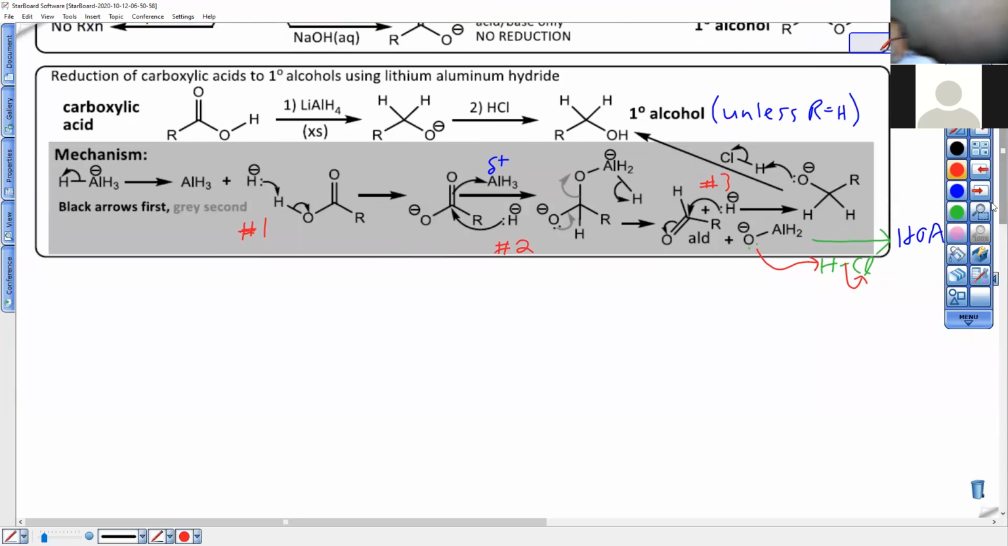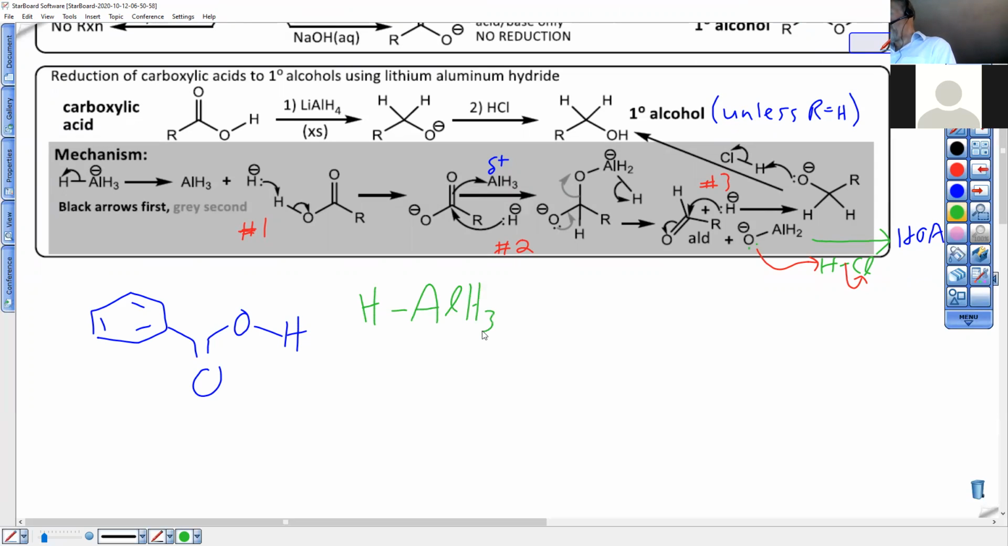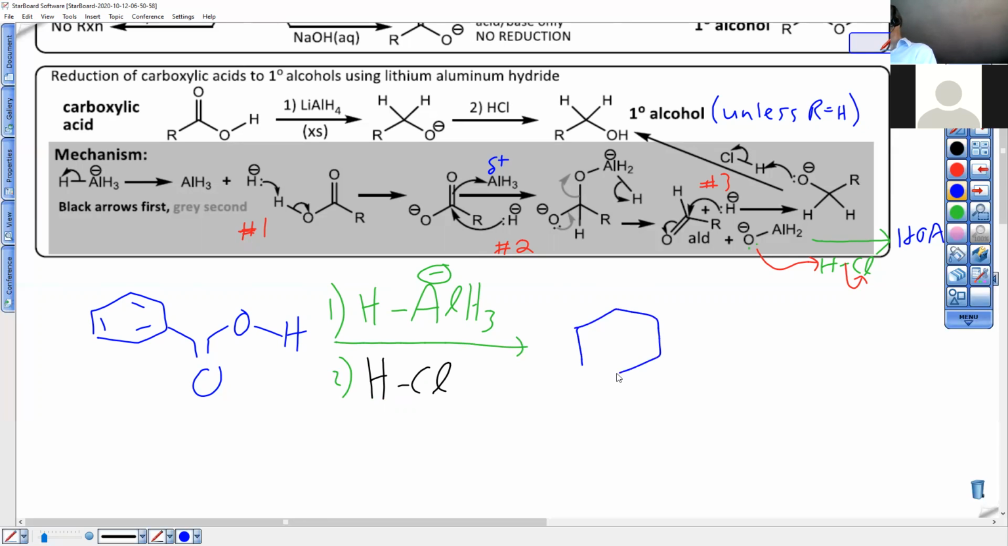So let's do our own version of this mechanism right here. Let's go with benzoic acid. Forgot what chapter I was in. Benzoic acid. And HCl. You're going to get benzyl alcohol. So there you go.